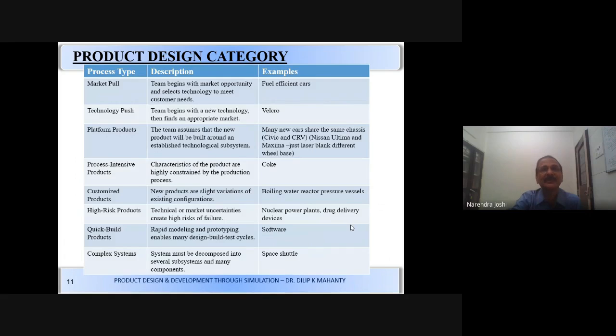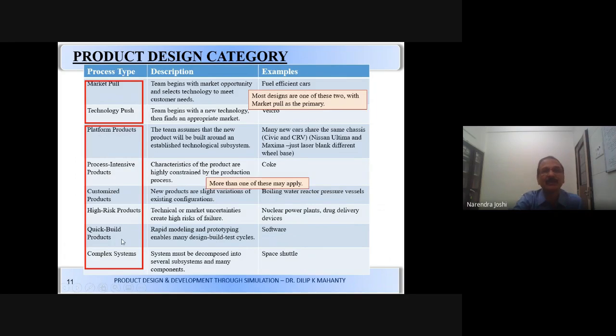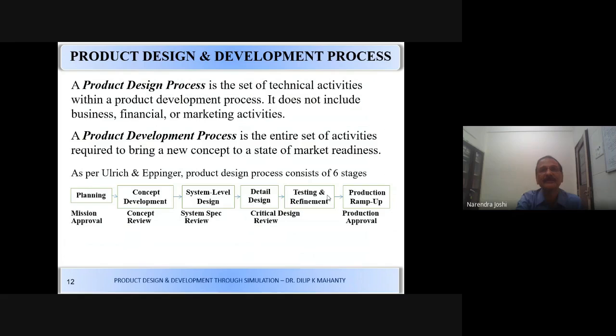And I have just given product design category, market pull, technology push. These are then platform products. All these things are put together, depending on the kind of product it is. So platform products, process intensive, customized, high risk, quick build products, complex systems. A complex system is, for example, the space shuttle. Quick build product is software, which is used everywhere. High risk is nuclear power plants and drug-related devices, because both involve the safety of human beings. Customized product, boiling water reactor. Processes are very important. The examples are given in this.